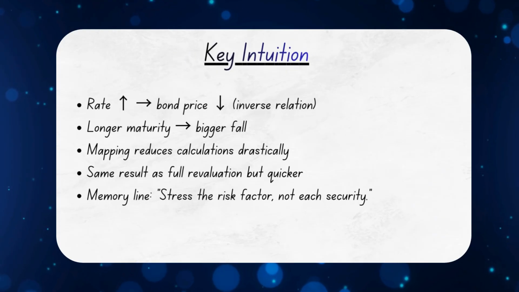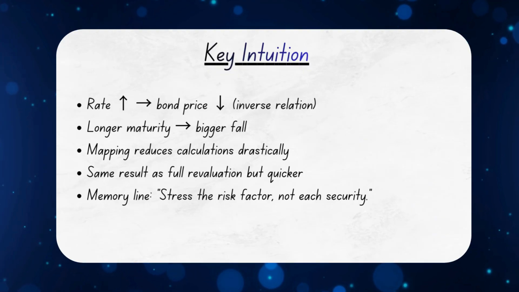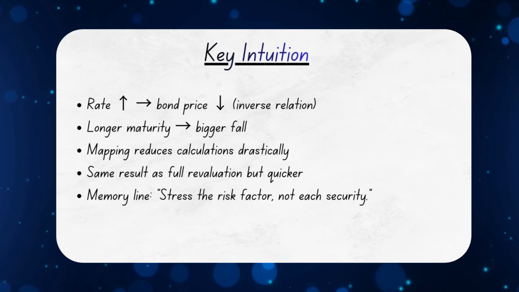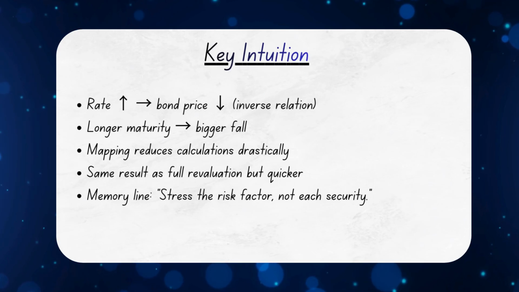So the key intuition is simple. Bond prices and interest rates move in opposite directions. Longer maturity bonds fall more, and mapping lets us capture risk quickly without revaluing hundreds of securities one by one. In exams, just remember this line: stress the risk factor, not each security, and you'll understand stress testing instantly.